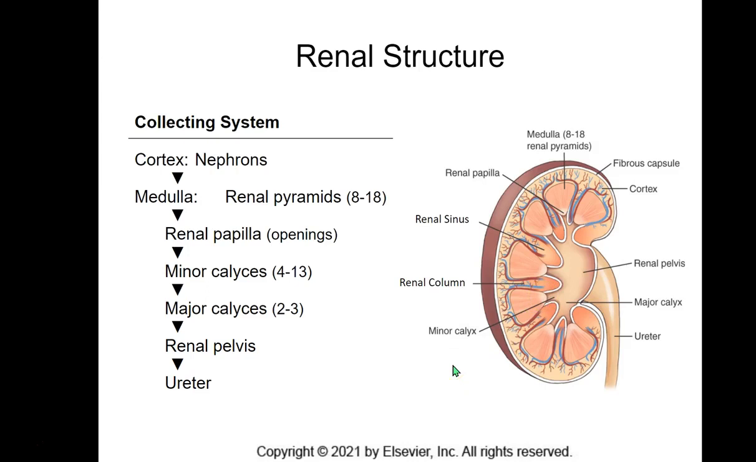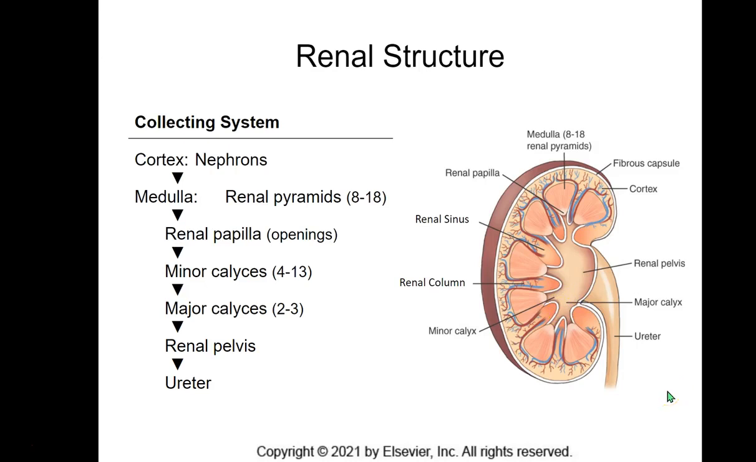Calyces, plural, appear as hollowed out flattened tubes. And really think of them as like a funnel. They are collecting the waste products that are passing through the pyramids. There are about 4 to 13 minor calyces in the kidney, and they unite to form 2 to 3 major calyces. So notice where 2 minor calyces meet, that forms a major calyx. Okay, and you can see that here. So 2 minor are meeting to form a major.